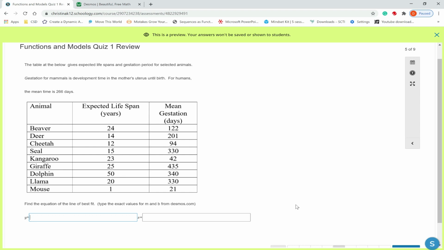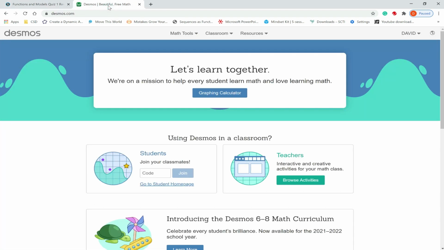Number 5. We're given the table below. It gives the expected lifespans and gestation periods of selected animals. Gestation for mammals is the development time in the mother's uterus until birth. For humans, the mean time is 266 days. So first we're being asked to come up with an equation.